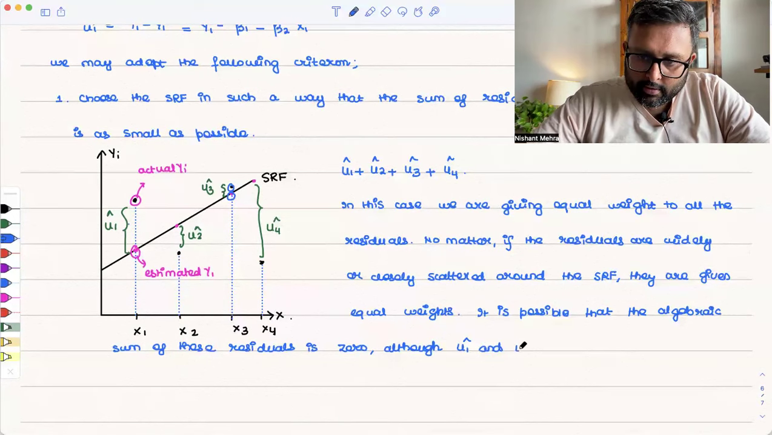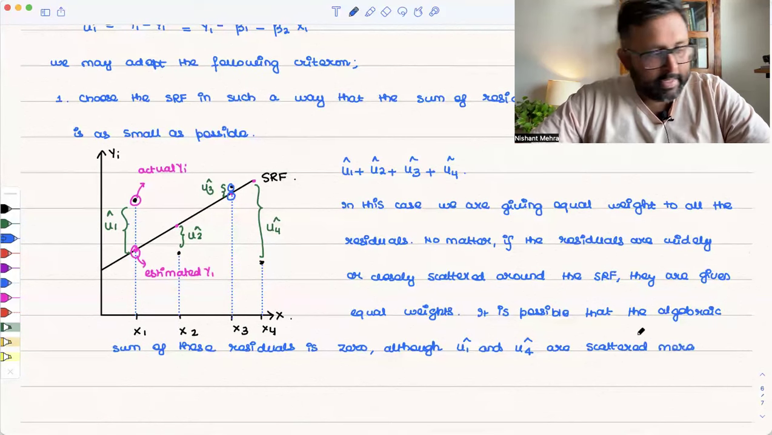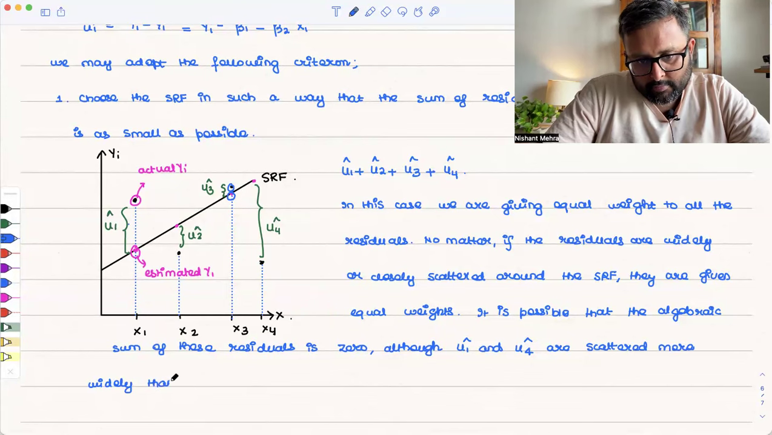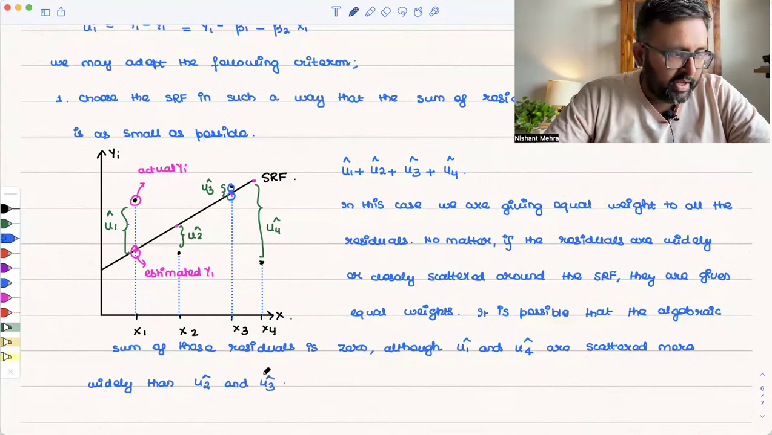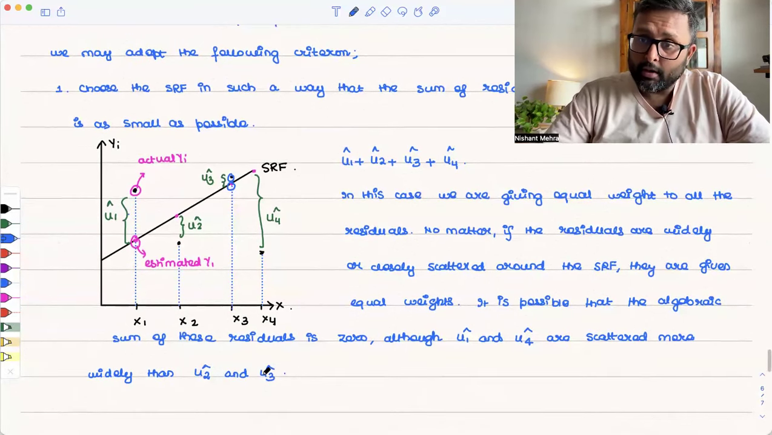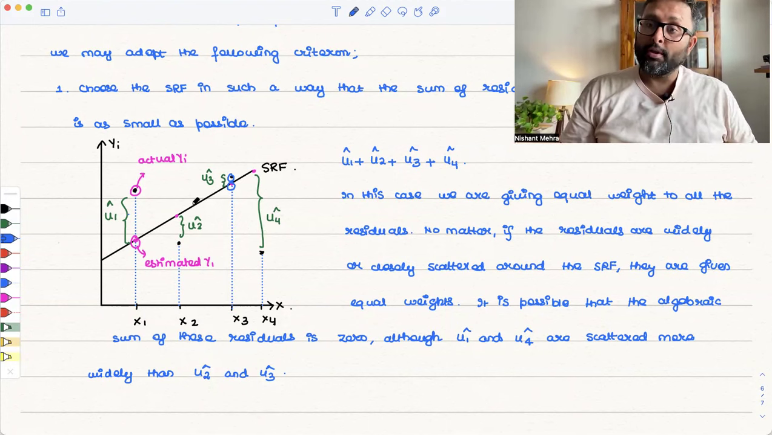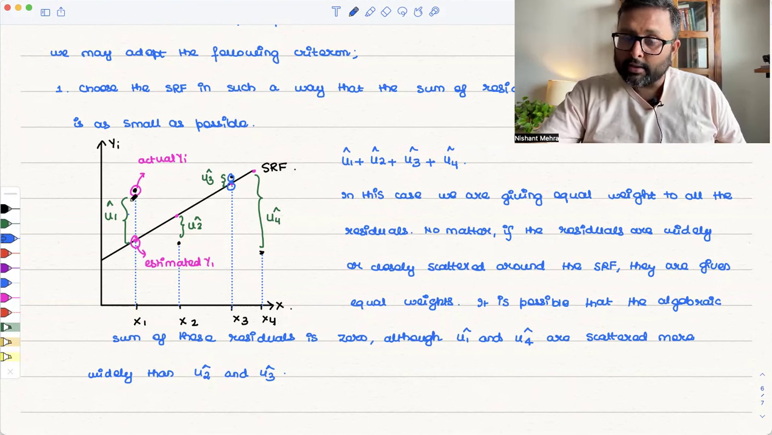Although U1 hat and U4 hat are scattered more widely than U2 hat and U3 hat. So you're getting the point. It is possible that U1 hat plus U4 hat will cancel out each other. U2 hat, U3 hat will cancel out each other. So on the face of it, you will feel like, oh wow, the sum of residuals is equal to 0. So I might have made a very good model, because the sum of all these errors is equal to 0. But no, your residuals are widely scattered.